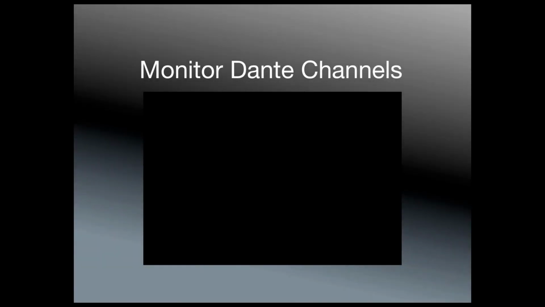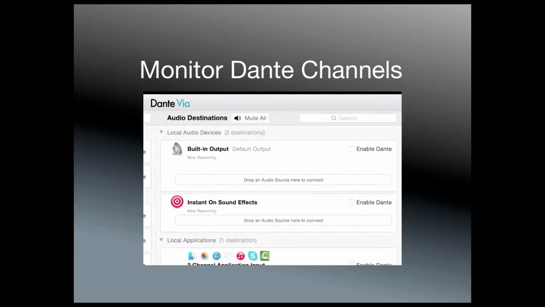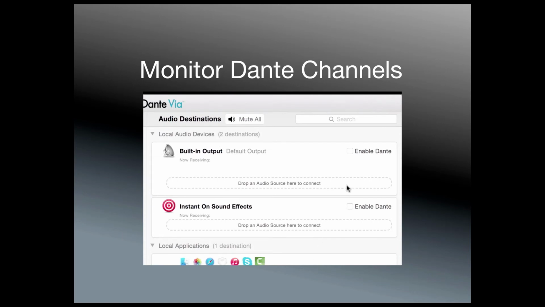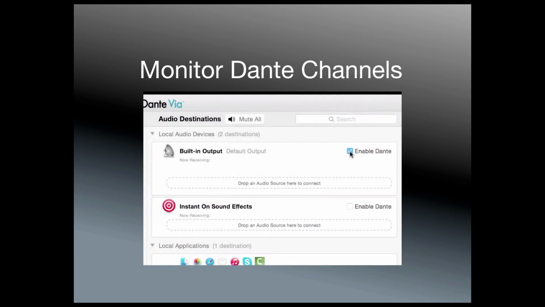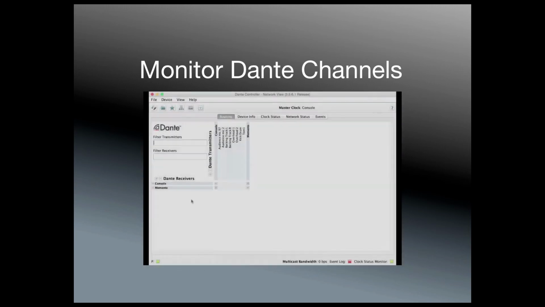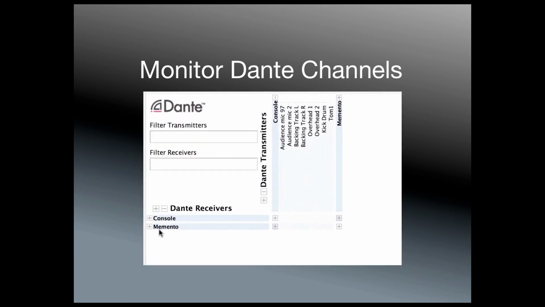So what that looks like is my built-in output. I enable Dante, which creates the channels on the network and makes it available. And then again, I can jump across into Dante Controller. My computer is called Memento, and it's got the built-in output. And then I can just patch random channels to that output and listen to them one by one. Okay. So they're the 4 use cases that I wanted to give you a quick introduction.